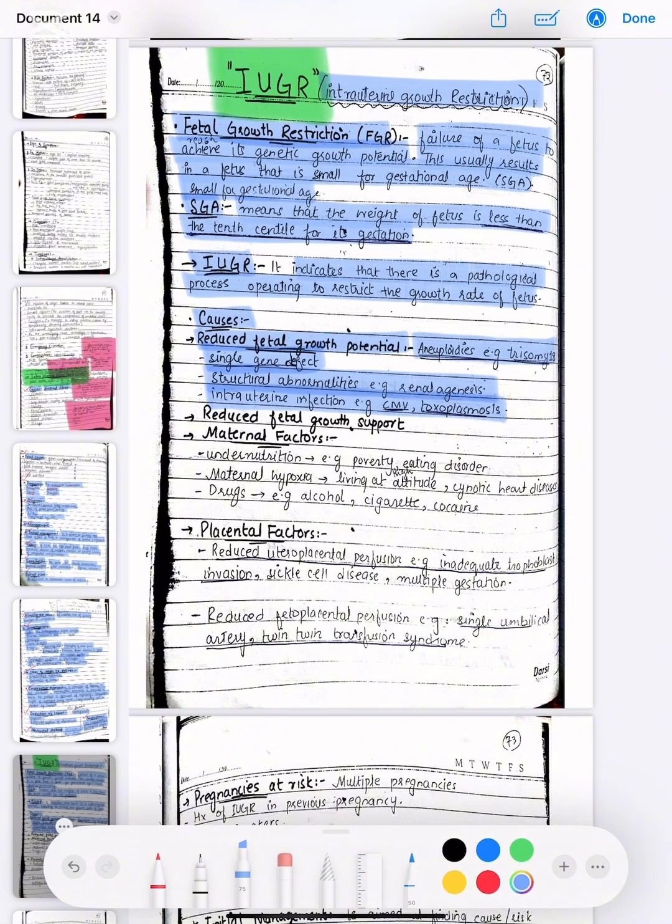Then reduced fetal growth support and maternal factors, which are undernutrition, for example, poverty and eating disorders, maternal hypoxia, living at altitude, cyanotic heart disease, and drugs, for example, alcohol, cigarettes, and cocaine.